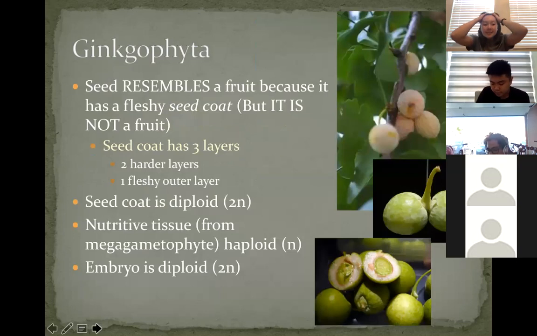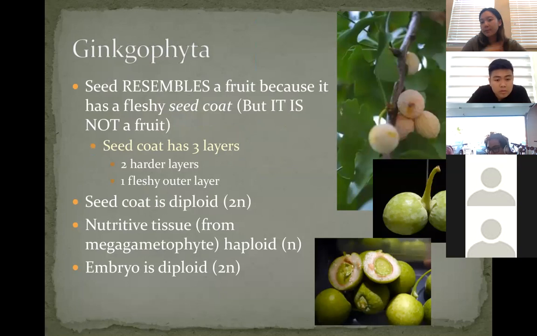Okay, so the seeds for ginkgo really resemble a fruit. Oftentimes people will call them a fruit, but fruit did not evolve yet during this time. We don't see true fruit until we get to the angiosperms, which is next week. But the reason why people often think that they are a fruit is because they have a really fleshy seed coat. Usually the seed coats of, for example, conifers are really hard and rigid, but for ginkgos, they have a really fleshy one. So this wrinkly structure on the outside is the seed coat for ginkgos.